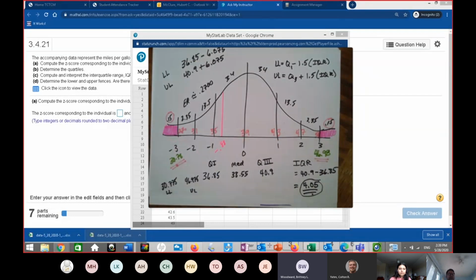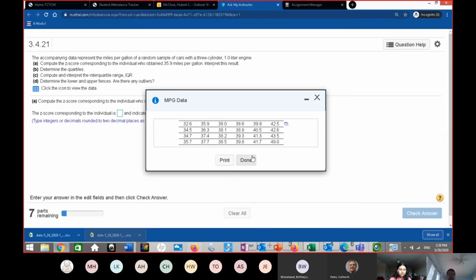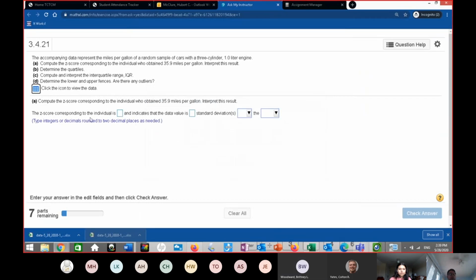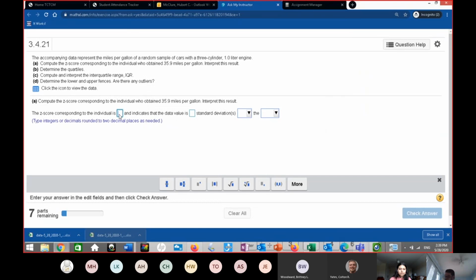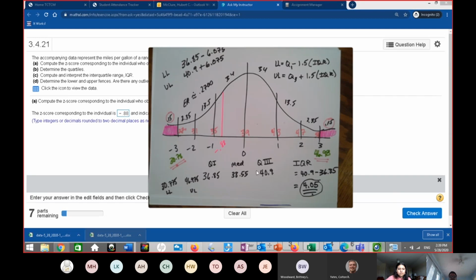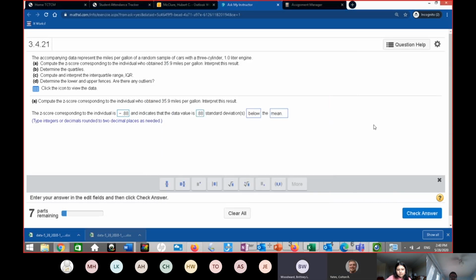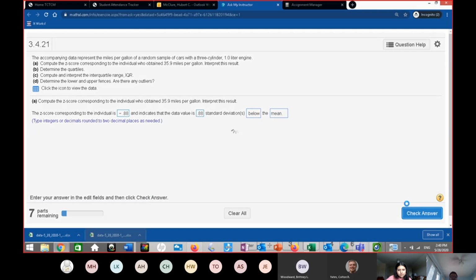And the question asks, compute the z-score corresponding to the individual. What do we get for a z-score? Negative 0.88 is 0.88 standard deviation below the mean. Just look at your graph. Where is negative 0.88? It's to the left of the mean. We're over time, Hubert. I know. Let me finish this problem.